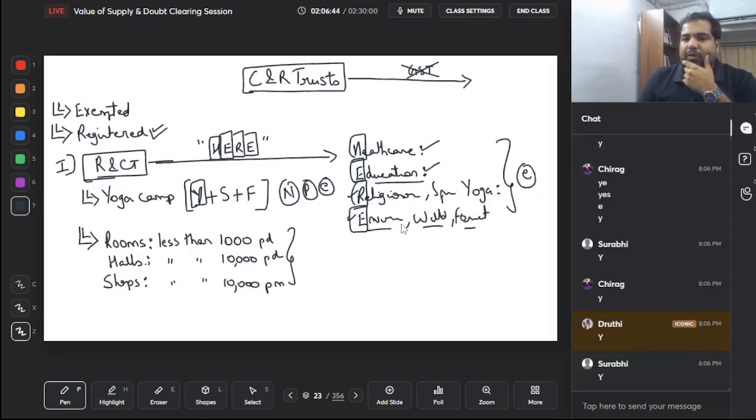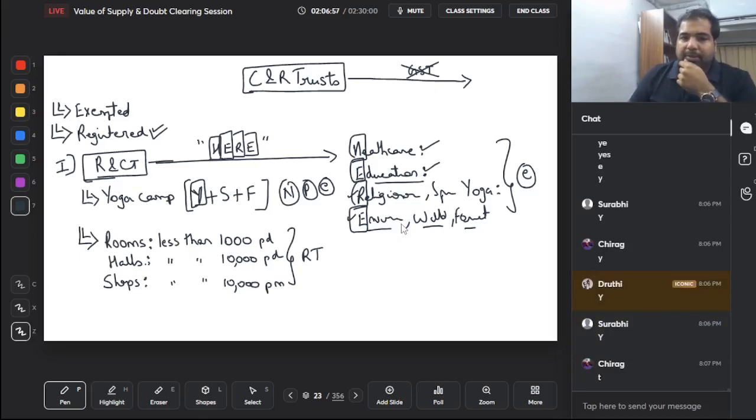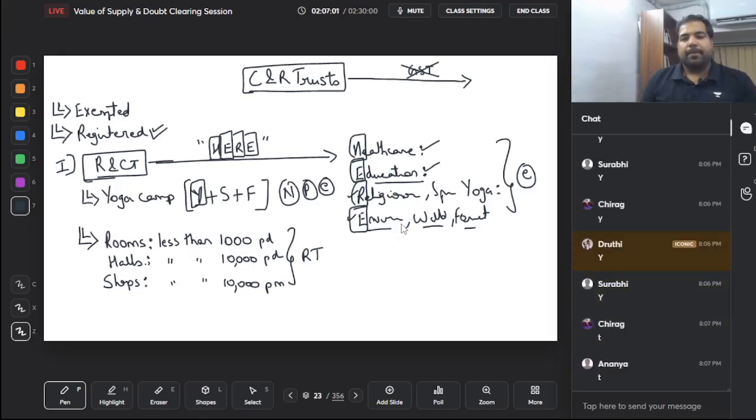And guys, this is only for religious trust and only in the precincts. That means only in surrounding the temple. What if, guys, Tirumala Trust has a shopping mall in Chennai which they've given on rent? Will that be subject to GST? Yes, that will be subject to GST.